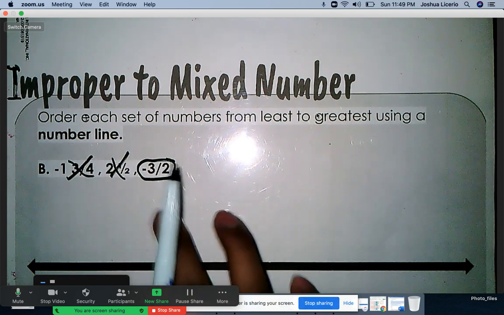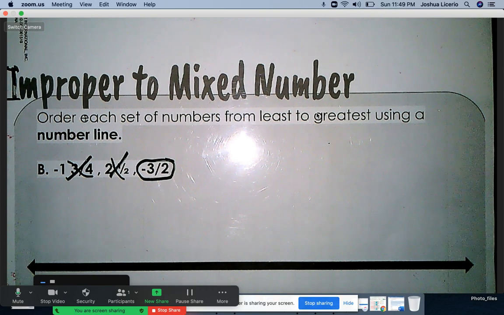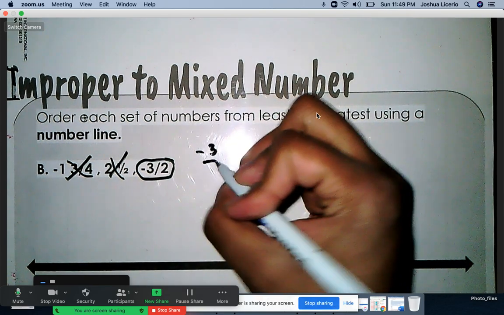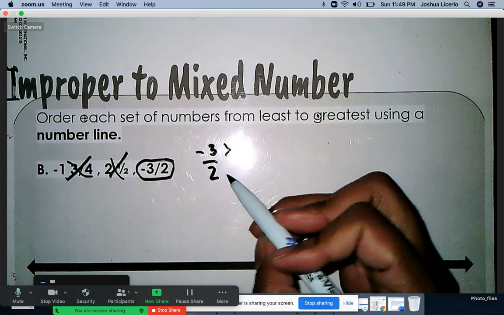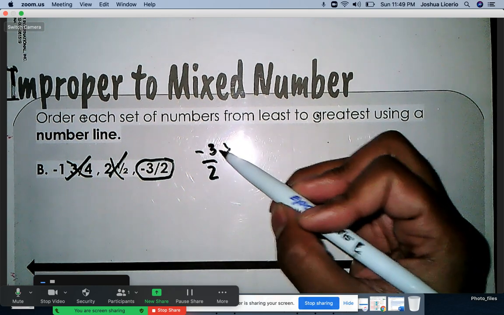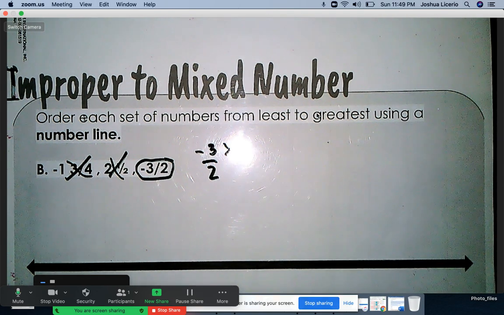I want to show you how to turn this improper fraction into a mixed number because the mixed number gives us a little bit better information in order to plot it on a number line. So remember, an improper fraction is just when our numerator is greater than our denominator. Notice how our number on top is bigger than our number on bottom. That's what makes it improper. Now there's two ways you can do this. I'm going to use number disk and then division to convert this improper fraction to a mixed number.